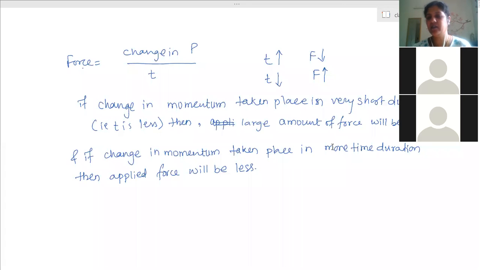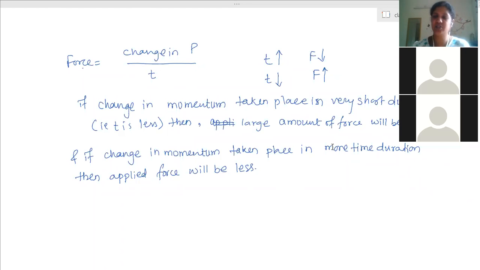The person will get hurt a lot. He gets injured a lot. But to prevent this, what they do is they catch the ball, but don't immediately stop there. They will start moving backwards. Slowly, they will move their hand along with the ball backwards. So what happens due to that?